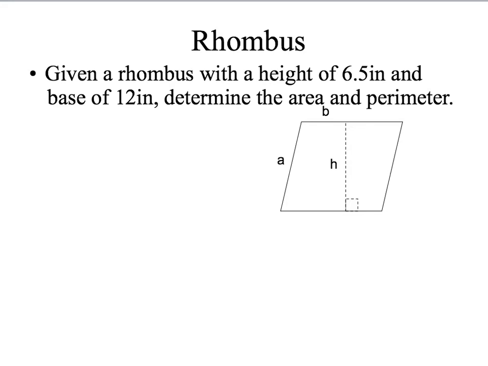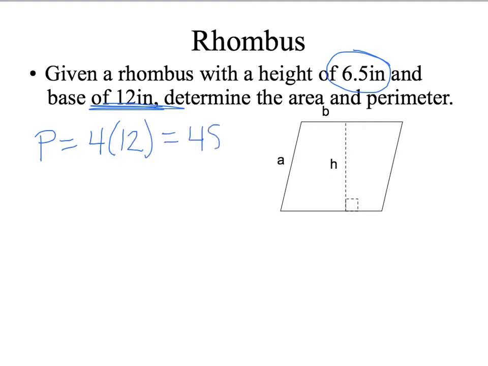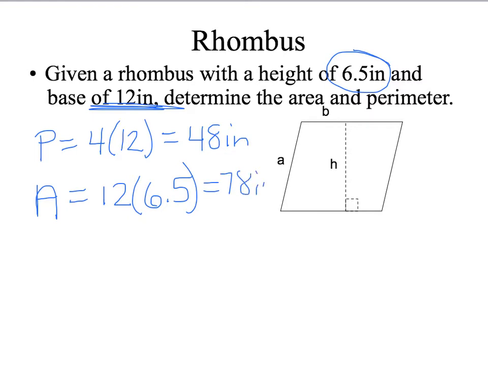Here we're given a rhombus with a height of 6.5 inches and a base of 12 inches. We want the area and the perimeter. Well, in a rhombus, all 4 sides have the same length. So the perimeter is 4 times 12, so 48 inches. And the area of a rhombus is the base times the height. And so 12 times 6.5 is 78 inches squared.